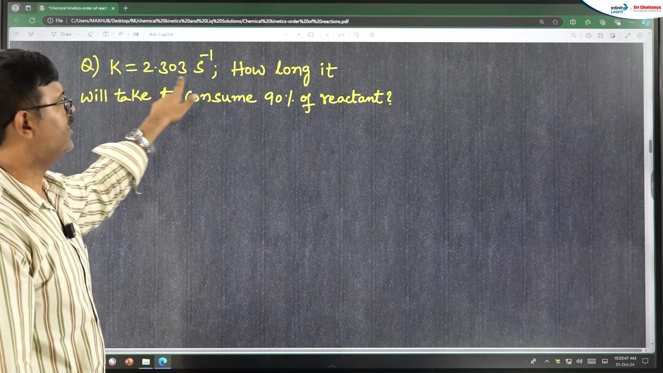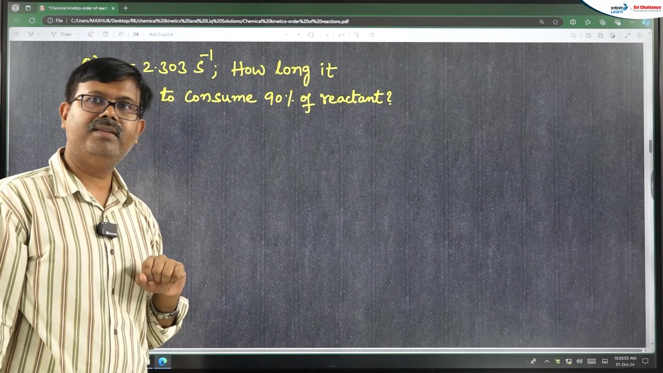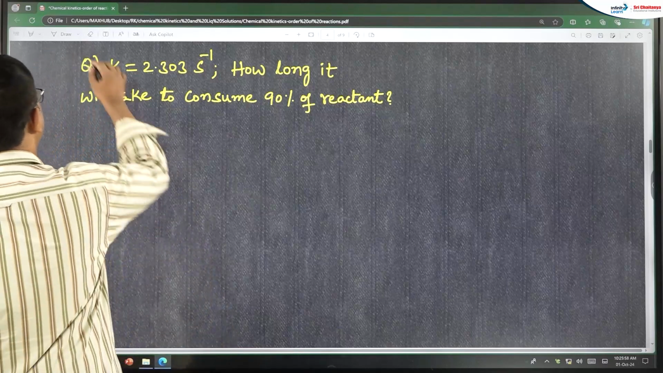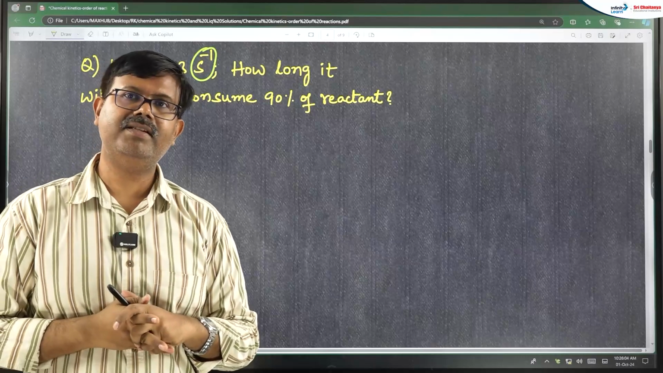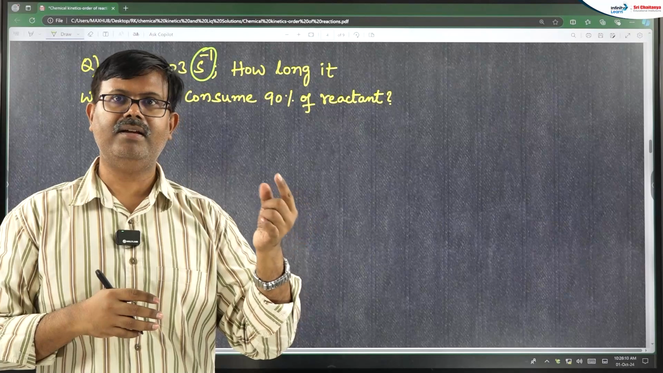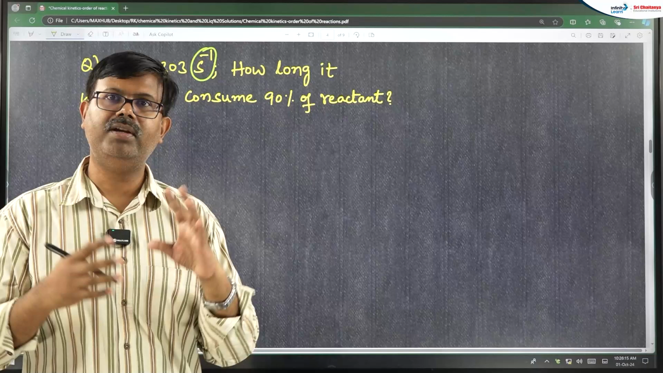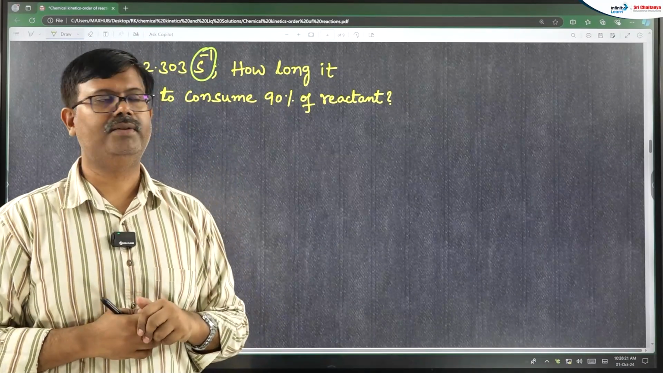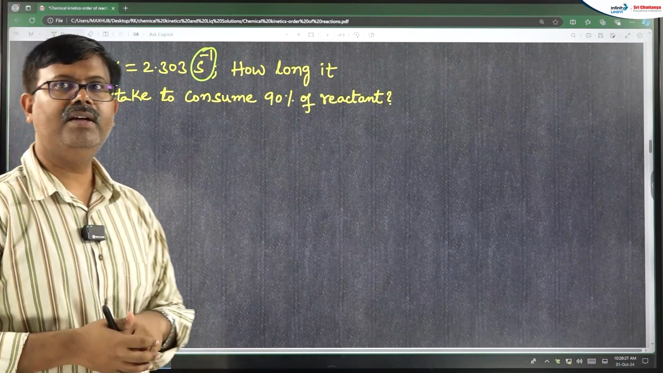there is a rate constant given. Observe the units. Can you figure out which order this reaction comes under? See, what is the unit here? Second inverse. Second inverse is the unit of which order reaction? Molarity second inverse is the zero order. Here there is no molarity or moles per liter, only second inverse. So, which order does this reaction come under? First order reaction. How long will it take to consume 90% of reactant?